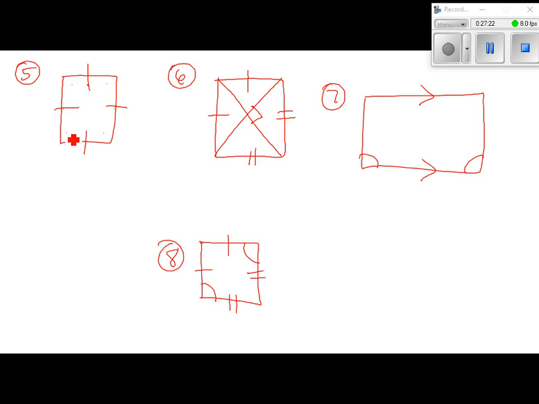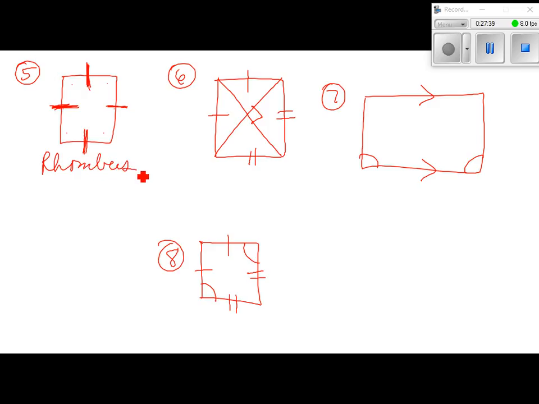Then we check, see if it's a rhombus. This side and this side, actually all four sides are congruent, but if it's a parallelogram and one pair of consecutive sides are congruent, then it's got to be a rhombus, so the best name we can give this one is a rhombus.